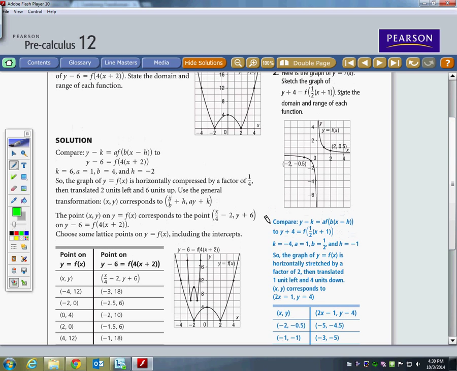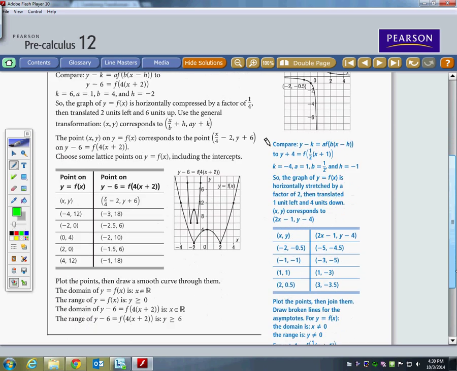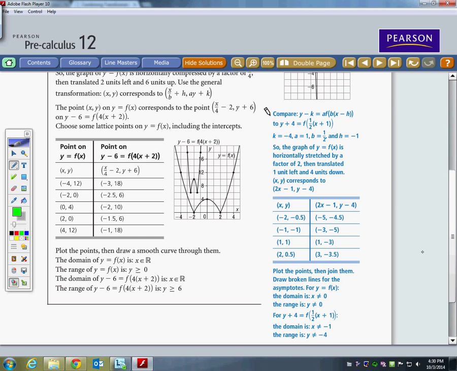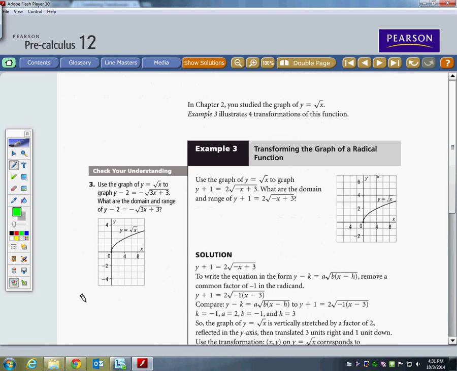So first of all, analyzing this and calculating what the k, a, b, and h are. k is -4, a is 1, b is a half, h is -1. And here are the values. Unfortunately, they don't give me a sketch of it afterwards, but you can compare this table of values with your table of values. Alright, moving on to the next page.